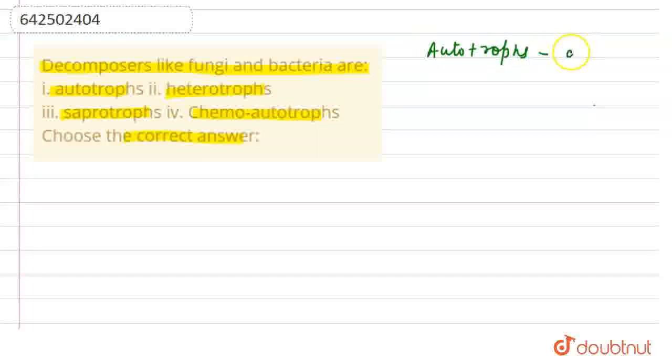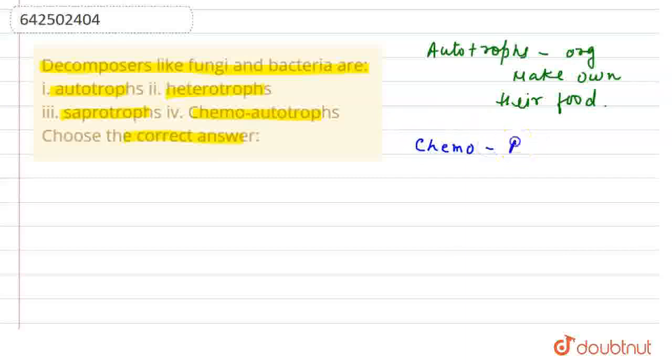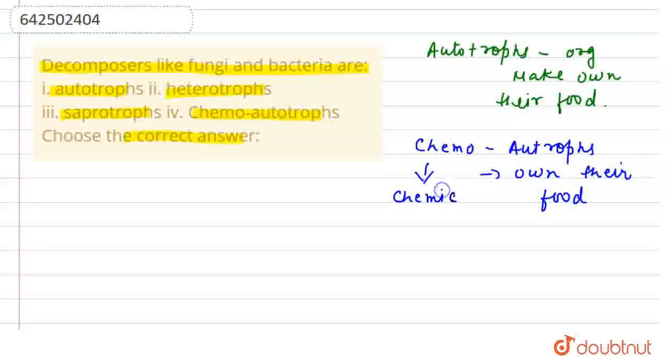So autotrophs, they are the organisms that make their own food. That means they are not dependent on others for their food, but they are their own producers. So the organisms that make their own food are known as autotrophs. And if we talk about the chemo-autotrophs, right? So chemo-autotrophs are also organisms that make their own food here, but the slight difference is that they make use of chemical energy. The chemo here represents the chemical energy.